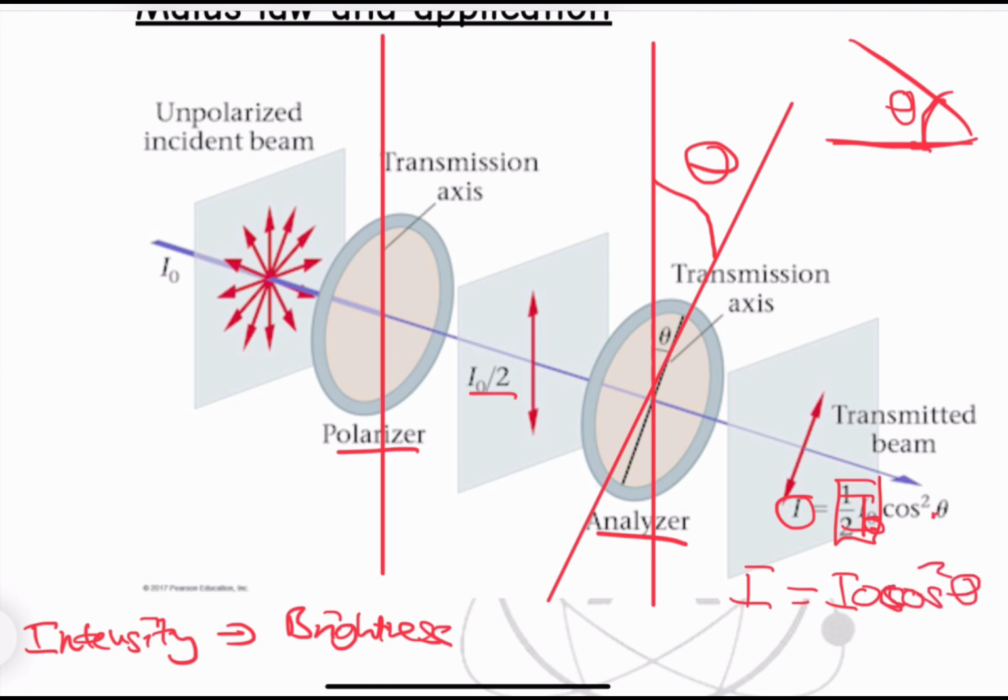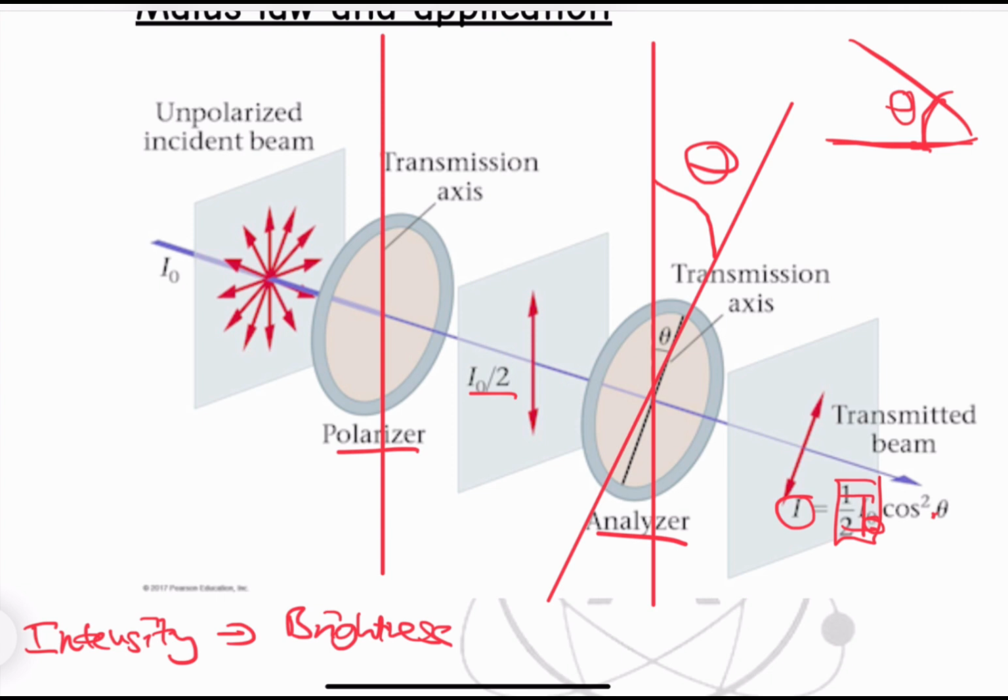So if we know this angle theta, we can find the value of the intensity that comes out. How? Because if we're given the initial intensity, we just say cos squared theta of this angle, if it's 30 degrees, I get the intensity that comes out. That is how Malus Law works, right?